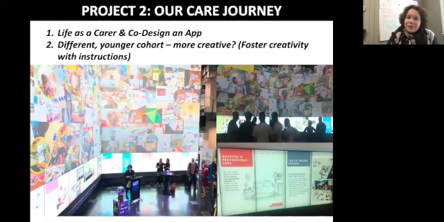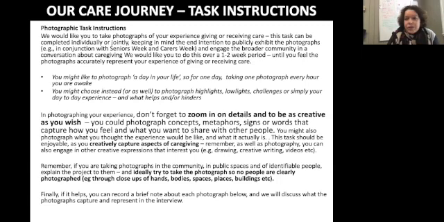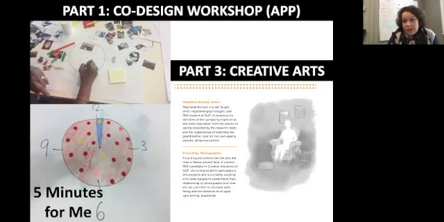A second project we used was our care journey, and it was life as a carer. It was a younger cohort, and we gave them instructions to be a bit more creative because there are some projects where people have taken photographs of text messages. We haven't had that, but those could be wonderfully creative ways to convey things. So here you can see that we asked them to be as creative as possible. And we used a lot of creative arts here where we co-designed an app and we brought in a cartoonist and an illustrator to share some of these findings.